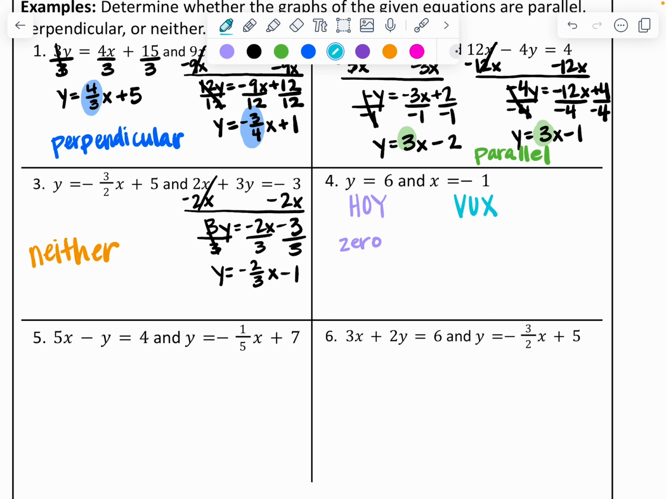For VUX, when I see an equation with only x, no y, I'm going to think of VUX, vertical line with an undefined slope crossing the x-axis. So if I have a horizontal line, which has a 0 slope, and a vertical line, which has an undefined slope, these form a 90-degree angle, and that means that these lines are perpendicular.